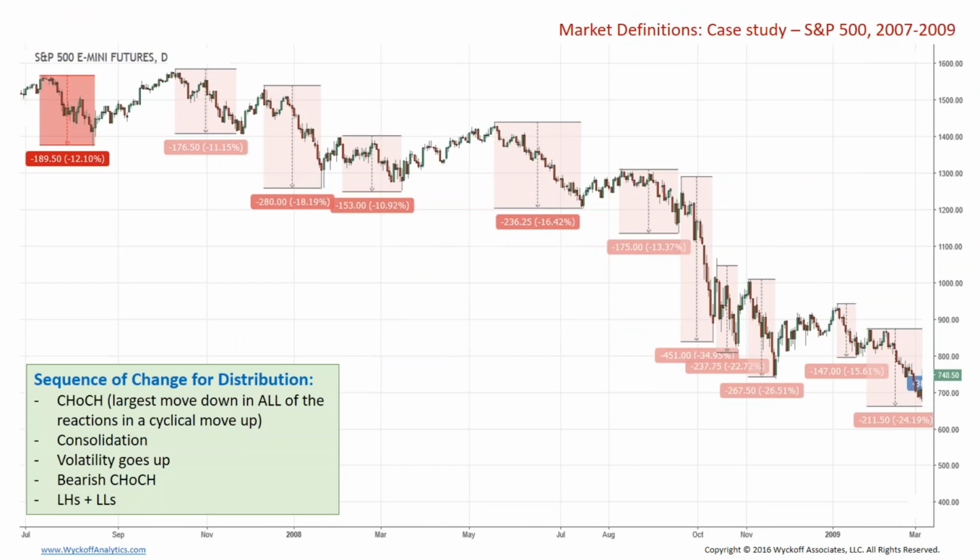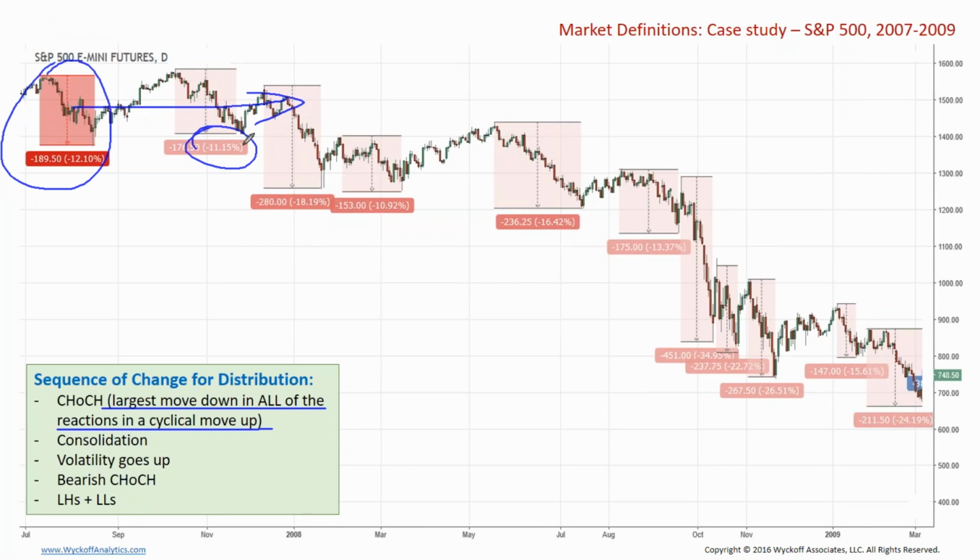And here we go again. It resembles the same picture that we had in 2000 and 2002, right? So first change of character, increase of the volatility, largest move down in all of the reactions in the cyclical move up. Then we are having a consolidation. Through this consolidation, we're still having quite high volatility on the way down. So that confirms that the increase of volatility suggests a distribution rather than a reaccumulation.